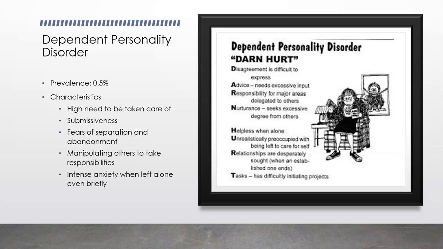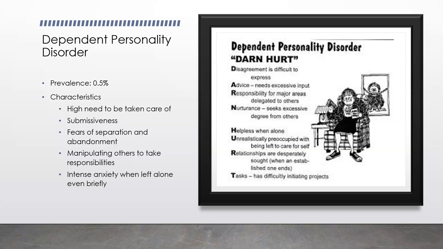Dependent, submissive, fear of abandonment. And this is not in children, this is in adults. Right? If your spouse has to go to work and they're leaving the house, you get clingy, like you have to be cared for. You're terrified of being separated. Super low prevalence rate, like 0.5%.